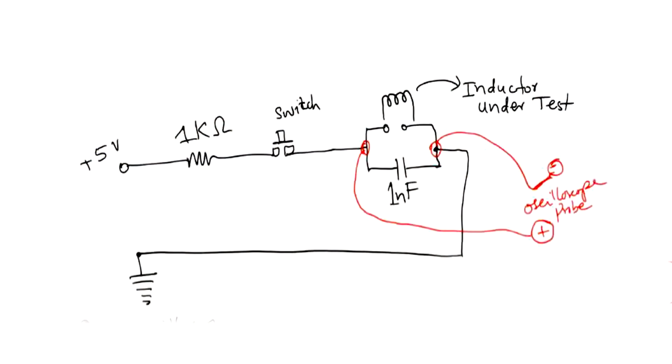So this is the basic circuit which is being used in this experiment. I have a 1 kilo ohm resistor, a supply voltage of 5 volts, and a switch that is normally turned off, and then an LC tank circuit, which is then grounded. You can see the red lines which show where you have to connect the oscilloscope.